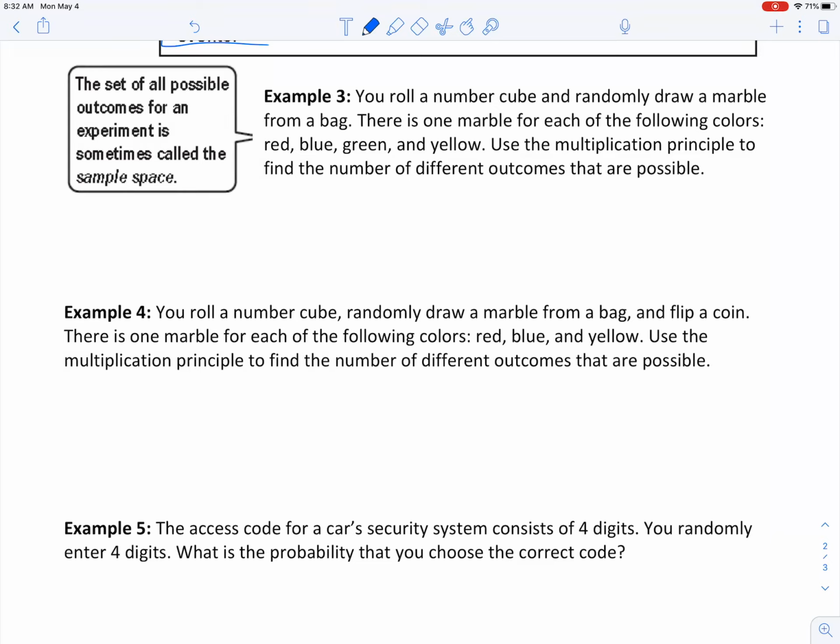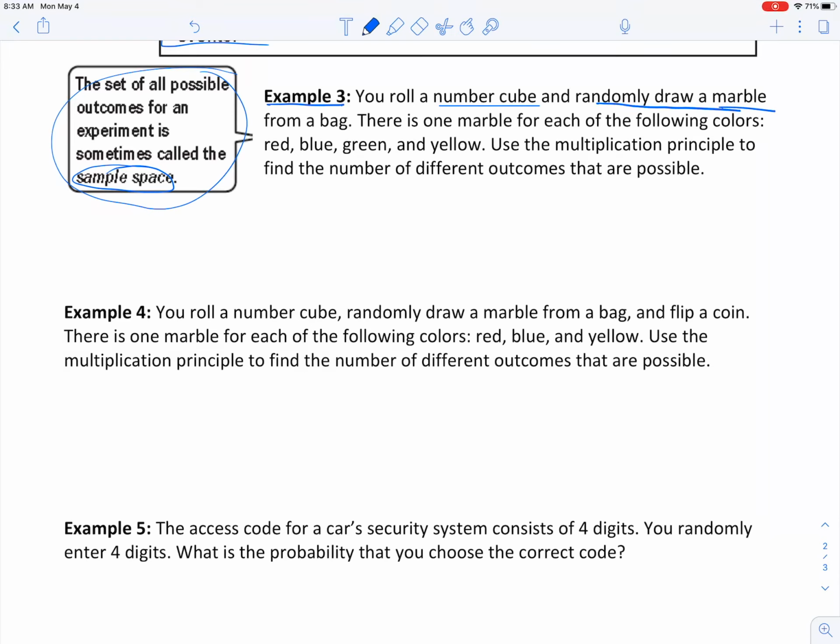Okay. Another vocab word: the set of all possible outcomes of an experiment is sometimes called the sample space. So really it's just the number of possible outcomes that is called the sample space. Okay, so let's actually try the multiplication principle for example 3.